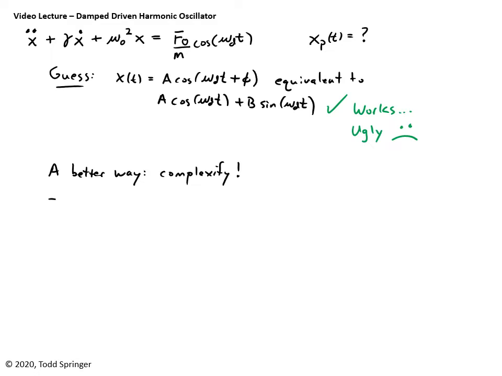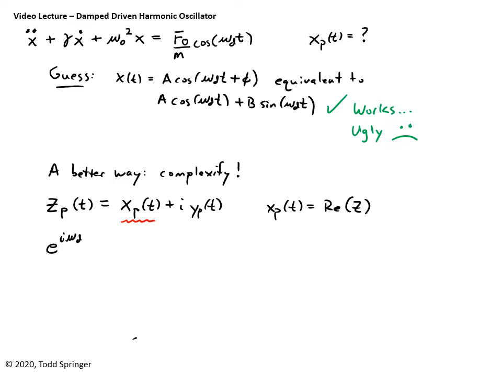I'm going to instead look for a complex function z, p, particular solution, which is going to be some xp of t plus i yp of t. So I'm imagining I'm looking for some complex function. And the thing I actually want is the real part of z. So xp, my target, is the real part of z. And then I'm going to take my cosine and change it into a complex exponential. So I'm going to take e to the i omega d times t is equal to cosine omega d t plus i sine of omega d t.